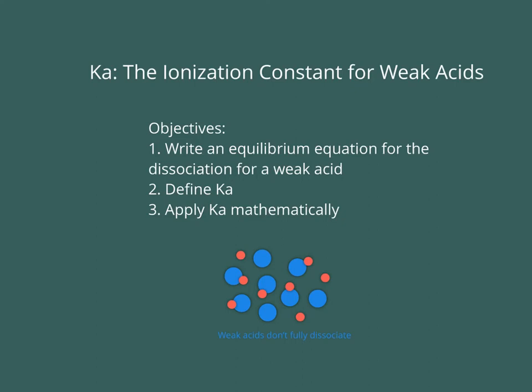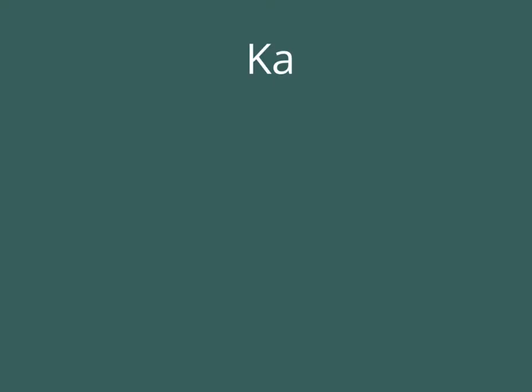Welcome to our discussion of Ka, the ionization constant for weak acids. In this video, we will write an equilibrium equation for the dissociation of a weak acid, define Ka, and apply Ka mathematically.